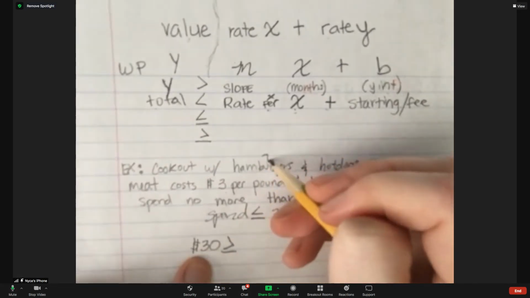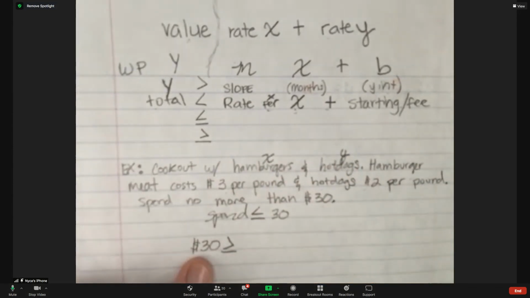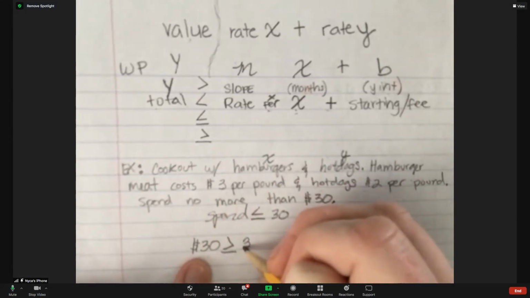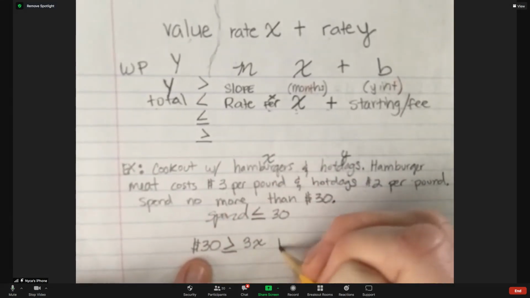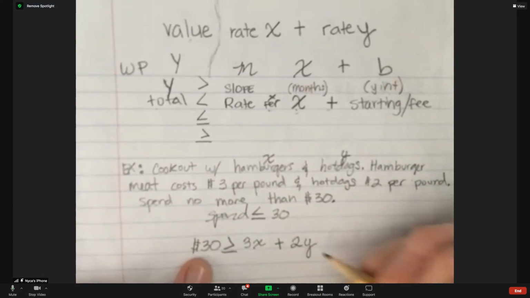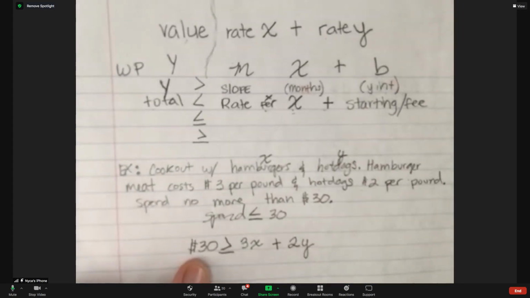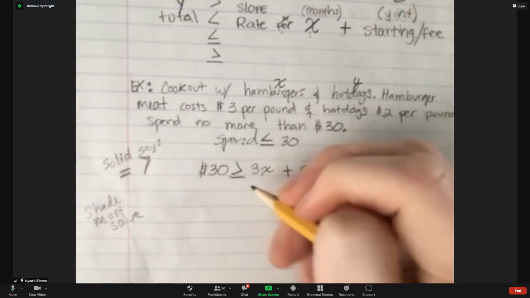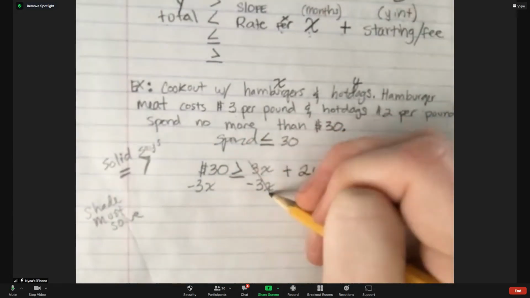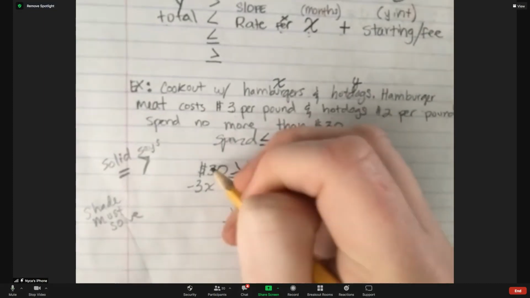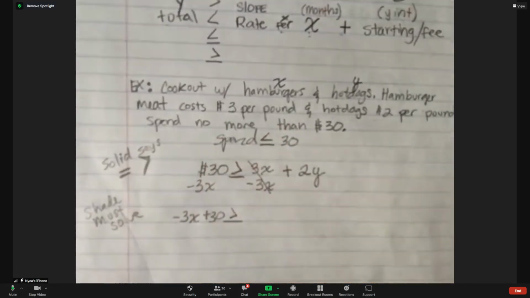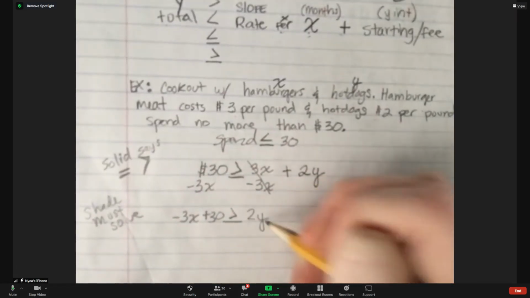So my hamburgers, I'm going to make X, and my hot dogs, I'm going to make Y. So for hamburgers, the rate or the slope is $3 per hamburger plus $2 per hot dog. So now I have my inequality. In order to solve for y, I'm going to move my 3x, and what you do to one side, you do to the other, so that gets eliminated. And then you have negative 3x, and then since 30 is positive, it's plus 30, and then the 2y is here.